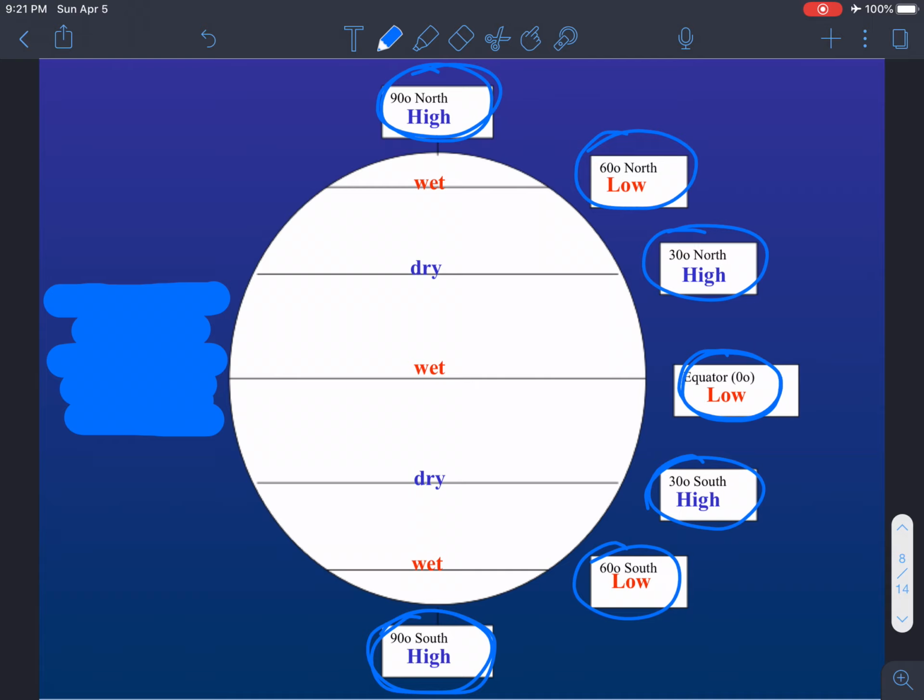So what we're going to add to our drawing first is I want to draw some L's for low pressure. Actually, I'm going to erase those and do that in red. We should associate low pressure with warm. Also at 60 north, low pressure. 60 south, low pressure. All right, low pressure we talked about is always going to be associated with clouds. Therefore, it's going to be a wet, rainy area.